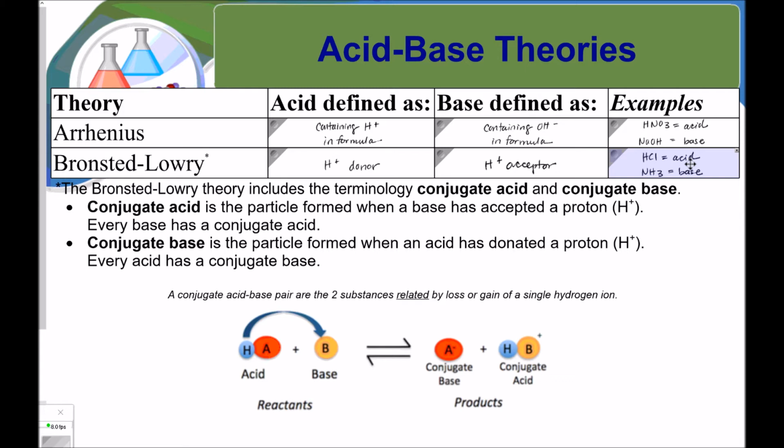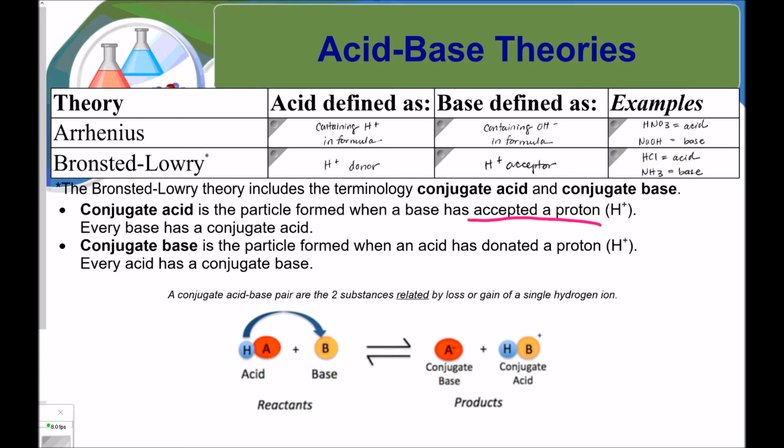The Bronsted-Lowry theory includes the terminology conjugate acid and conjugate base, so you need to know what these are as well. A conjugate acid is the particle formed when a base has accepted a proton. A conjugate base is the particle formed when an acid has donated a proton. So when you see accepted a proton, think extra hydrogen. When you see donated a proton, think less hydrogen.